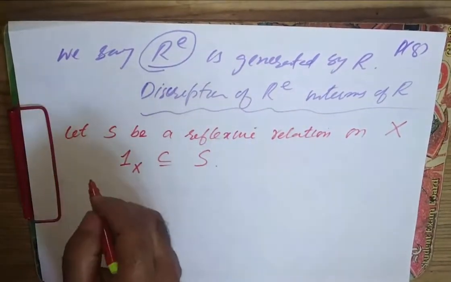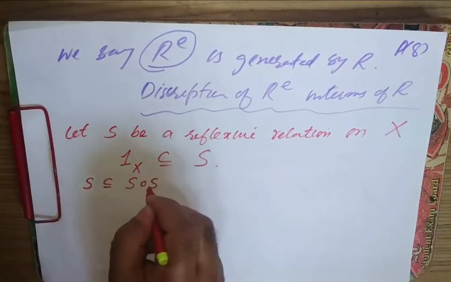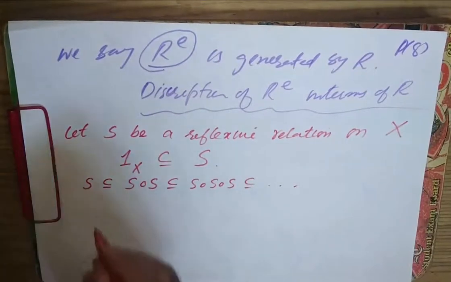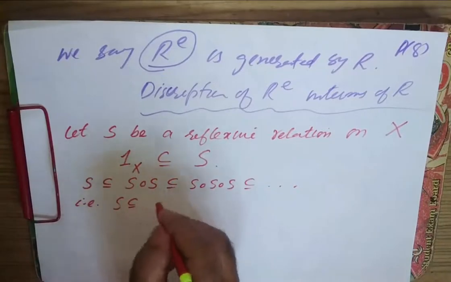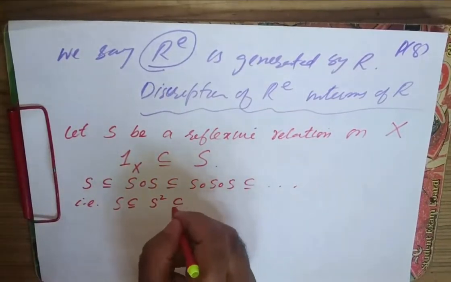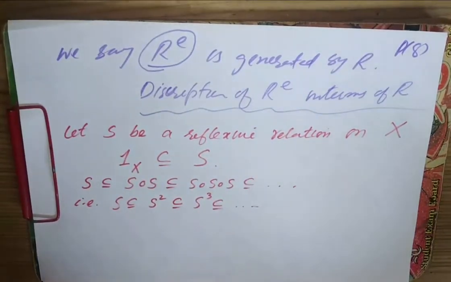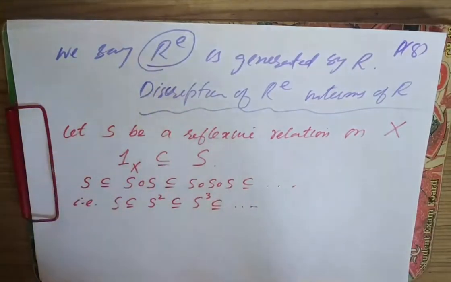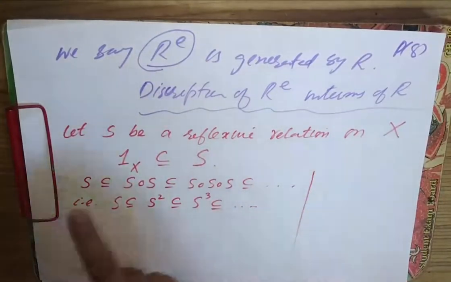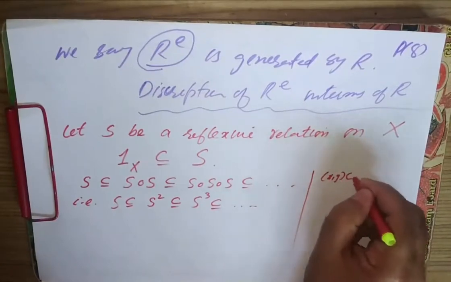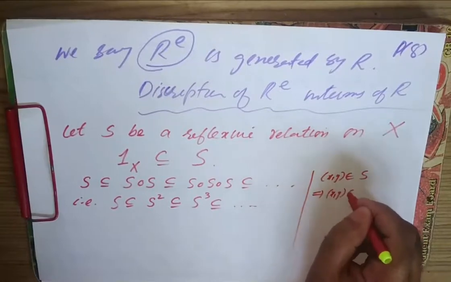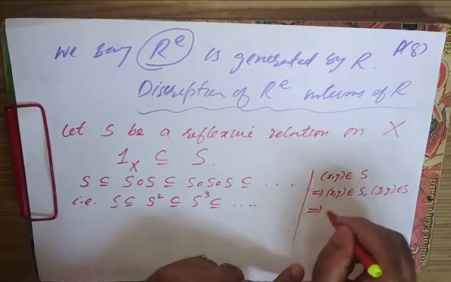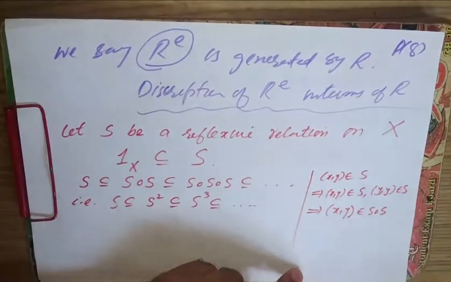Then one thing that you need to verify is that S is a subset of S composition S, which is a subset of S composition S composition S, and so on. We can write S composition S as S square, which is a subset of S cube, and so on. But how do we verify this? This is simple. Let's take any element (x, y) in S. So (x, y) belongs to S, and (y, y) belongs to S, because S is reflexive. It means that, by the definition of composition, (x, y) belongs to S composition S.